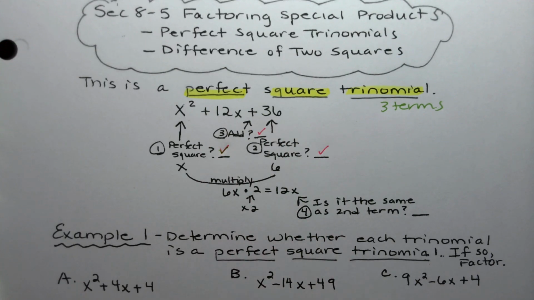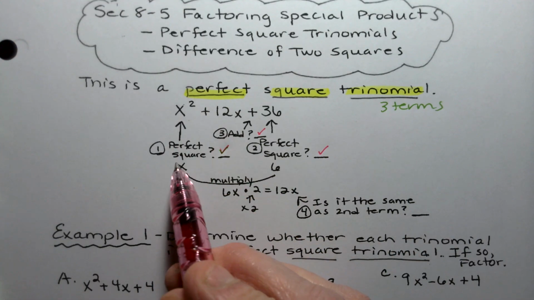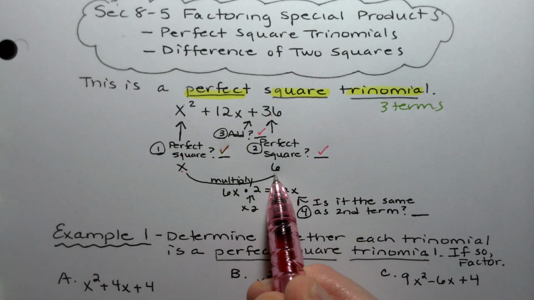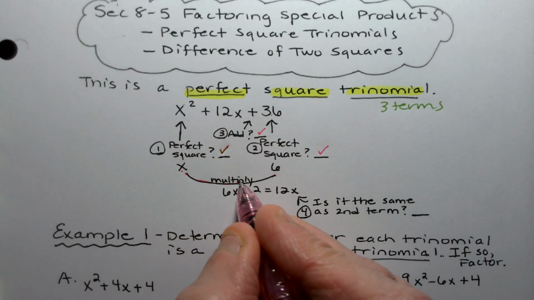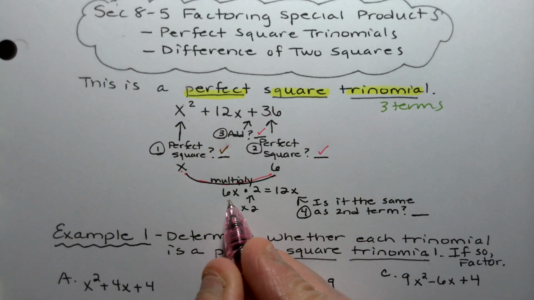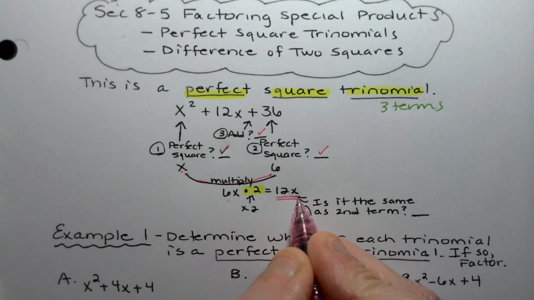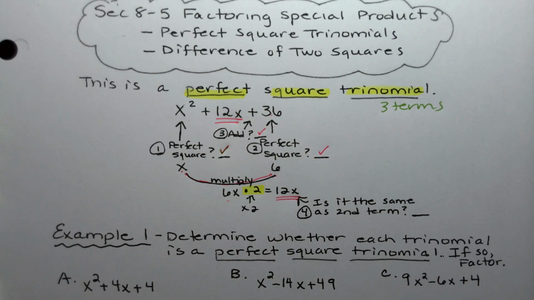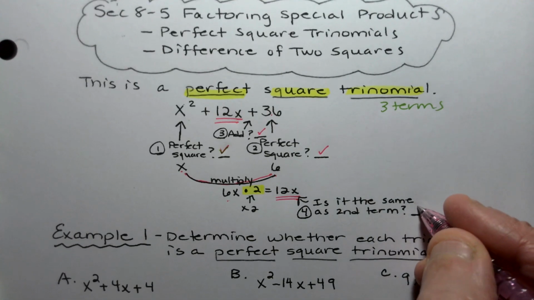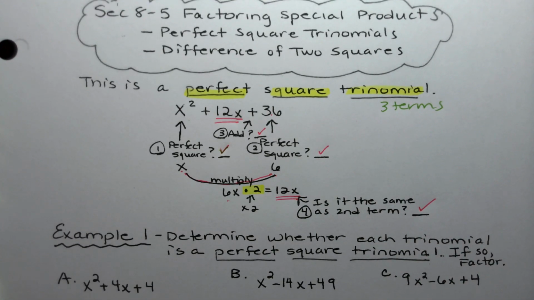Now this one's a little more complicated, but we call this the smiley face. When you take the square root of x squared, you get x. Square root of 36 is 6. So now you're going to draw your smiley face. You're going to multiply and get 6x. You multiply it by 2. Every time, this isn't specific to this problem, you take whatever you get and multiply it by 2. And this should match the middle term. And it does. Check.